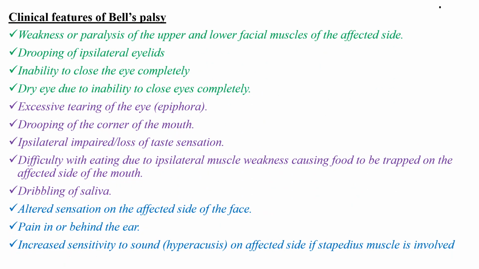Clinical features of Bell's palsy include weakness or paralysis of the upper and lower facial muscles of the affected side, drooping of the ipsilateral eyelid, inability to close the eye completely, dry eye due to inability to close the eye, excessive tearing of the eye, drooping of the corner of the mouth, ipsilateral impaired or loss of taste sensation, difficulty with eating due to ipsilateral muscle weakness causing food to be trapped on the affected side of the mouth, dribbling of saliva, altered sensation on the affected side of the face, pain mainly behind the ear, and also increased sensitivity to sound on the affected side if the stapedius muscle is involved.